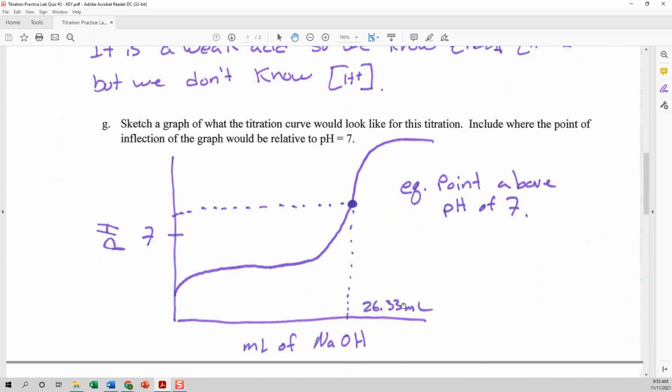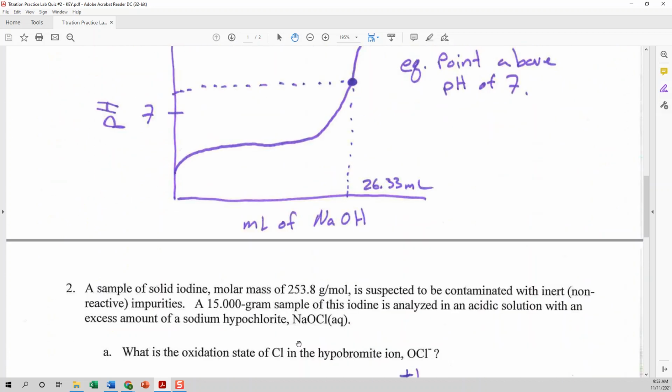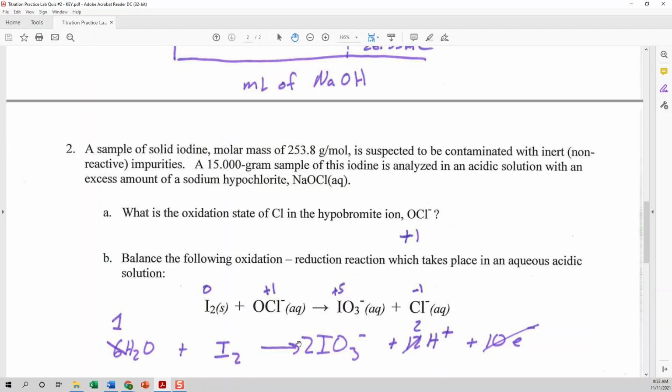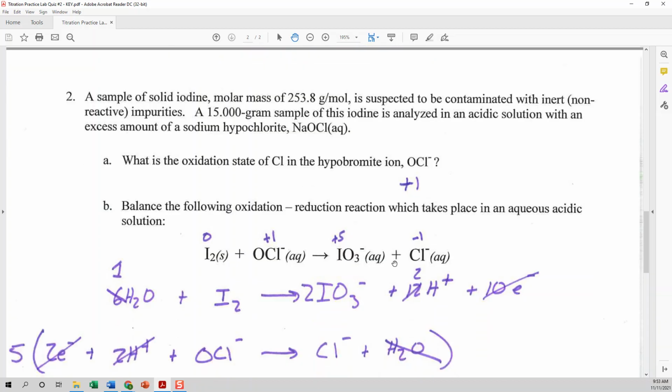acid-base titration. Okay. Now let's go to a redox titration. So we have a sample of iodine, and they give us the molar mass of iodine. Remember, iodine's diatomic, so it's I2. And they give us the molar mass, so we're probably going to use that so we don't have to waste time calculating it. But it's suspected to be contaminated with inert impurities.